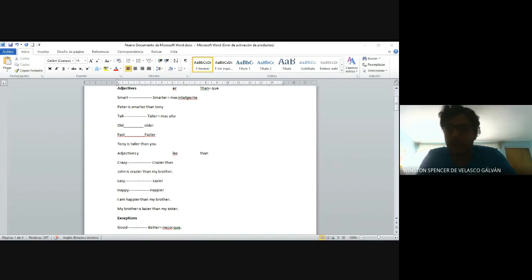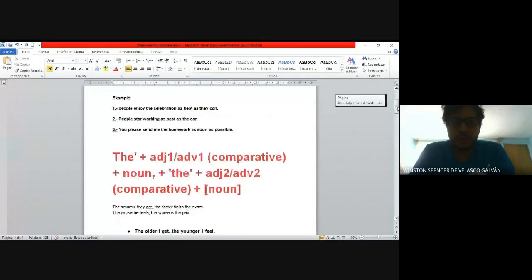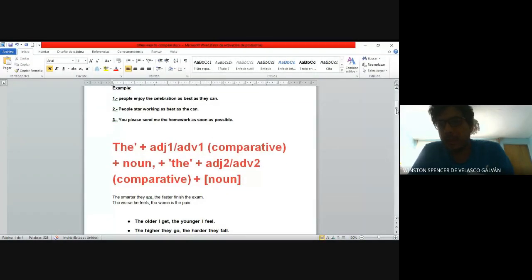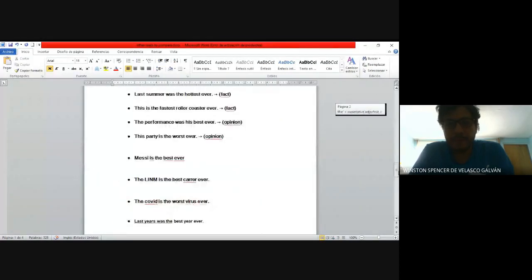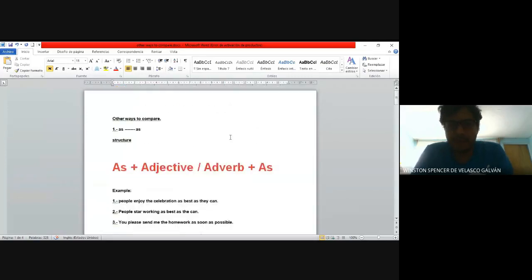First of all, I'm going to share with you another Word file where I'm going to explain to you other ways to compare and make superlatives. This is the file that I want to share with all of you. Look at this. Right here, I wrote down a couple of rules, a couple of structures that you need to follow to make other ways to compare. It sounds a little bit complicated, but it is not. You can do it very, very well.